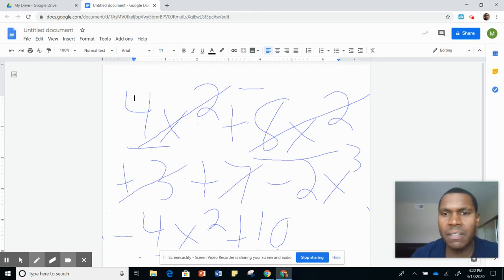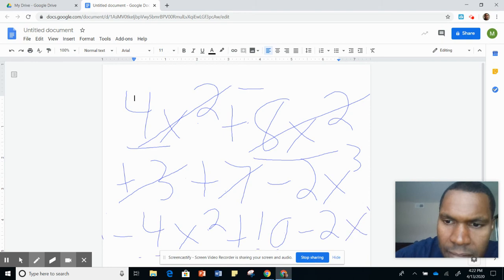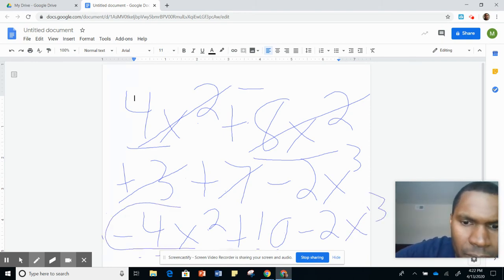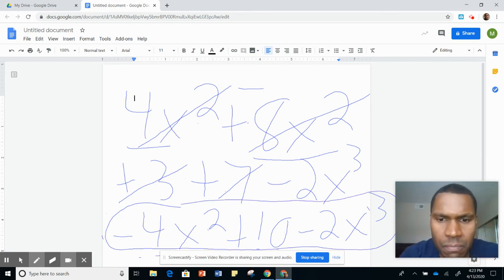Cross out, done with it. And the last term you're left with is a negative 2x to the third. So you could just bring that down. Negative 2x to the third. And this becomes your answer. Negative 4x squared plus 10 minus 2x to the third.